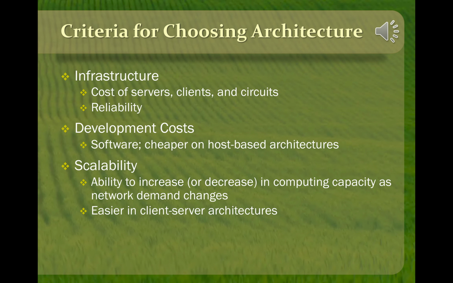But in reference to infrastructure, you need to look at the cost of servers, clients, and circuits. You need to look at reliability. Regarding development costs, you have to look at software. It's cheaper on a host-based architecture. Scalability is the ability to increase or decrease computing capacity as network demand changes, and it's often easier in client-server architectures. So infrastructure, development costs, and scalability are the primary criteria.